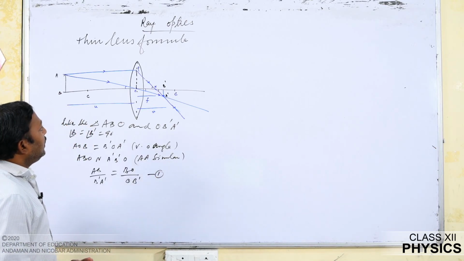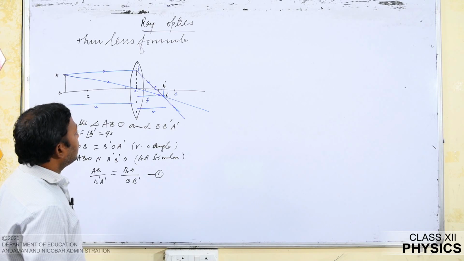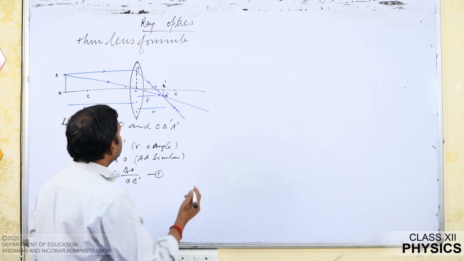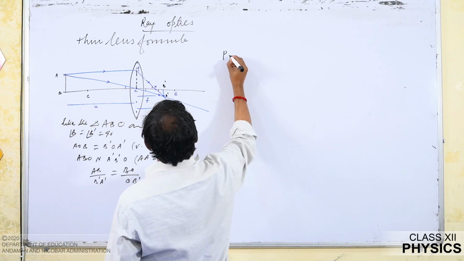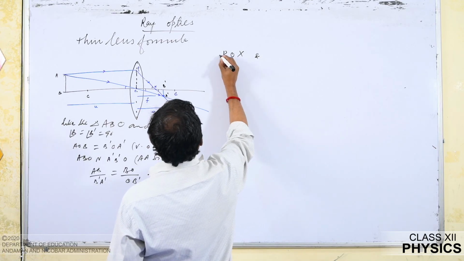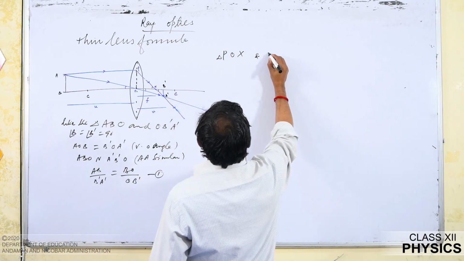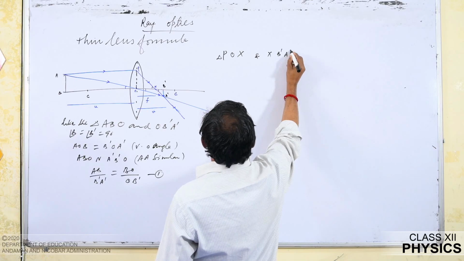Now take the triangles POX and XB dash A dash. In these triangles, that is POX and XB dash A dash.